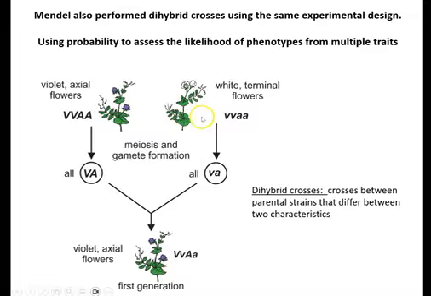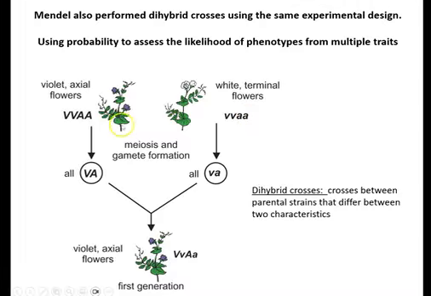Now we're talking about dihybrid crosses. A dihybrid cross is a cross between parental strains that differ in 2 characteristics, right? So in this case, we've got violet or white flowers. Violet is big V, white is little v, because violet's dominant over white. And then we also have the flower location. So axial just means the flowers along the side of the stem. Terminal means the flowers at the end of the stem. So axial is big A, and terminal is little a. So axial is dominant over terminal.